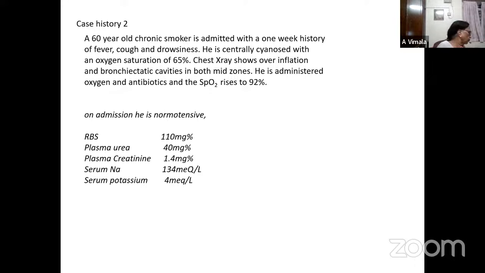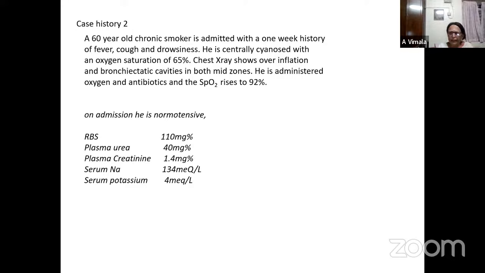A 60-year-old chronic smoker is admitted with 1 week history of fever, cough, and drowsiness. He is centrally cyanosed with an oxygen saturation of 65%. X-ray shows overinflation and bronchiectatic cavities in both mid-zones. He is administered oxygen, antibiotics, and SpO2 rises to 92%. On admission, he is normotensive, but he was hypoxic.